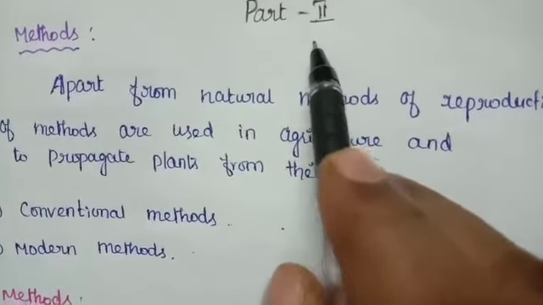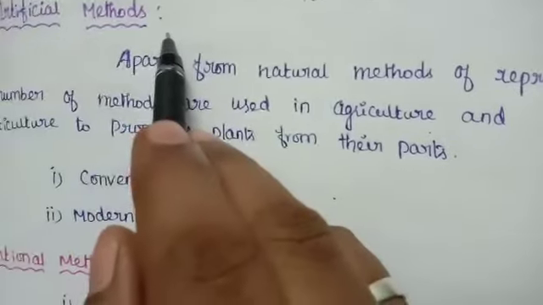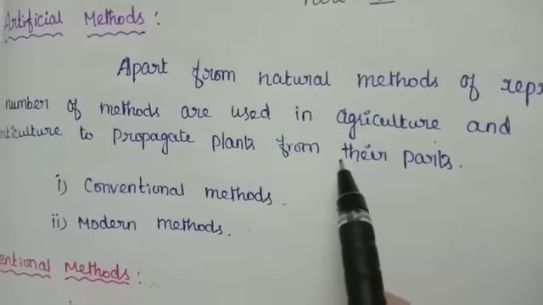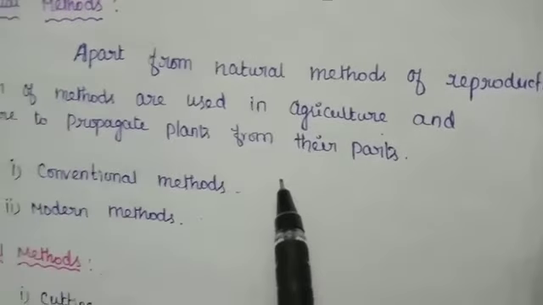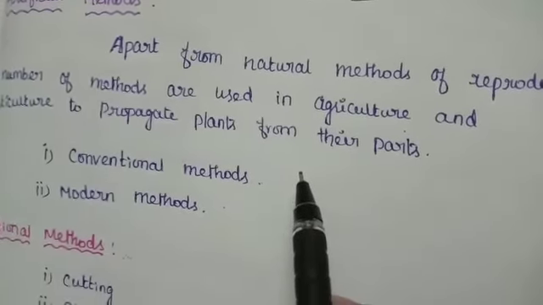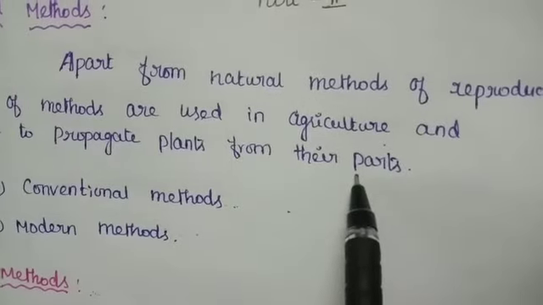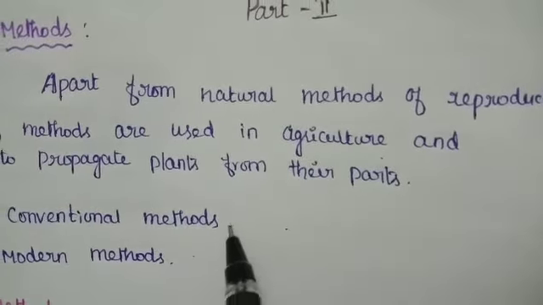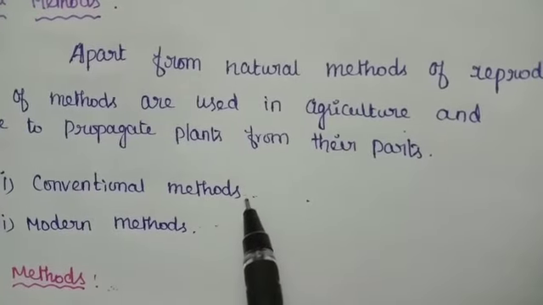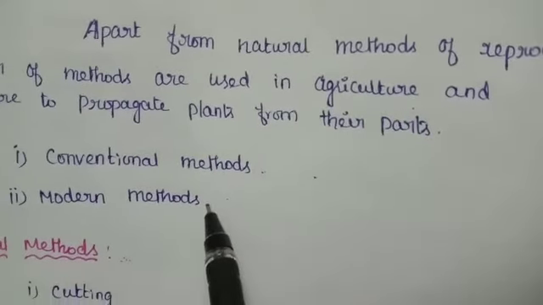This is part 2. First one, artificial methods. Apart from natural methods of reproduction, a number of methods are used in agriculture and horticulture to propagate plants from their parts. Such methods are artificial propagation. There are two types of artificial methods: conventional methods and modern methods.